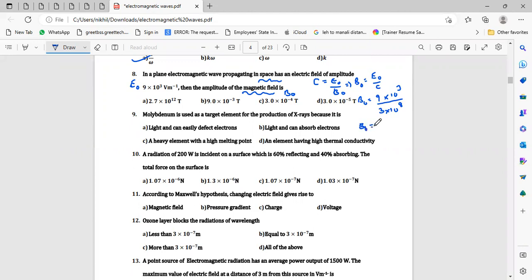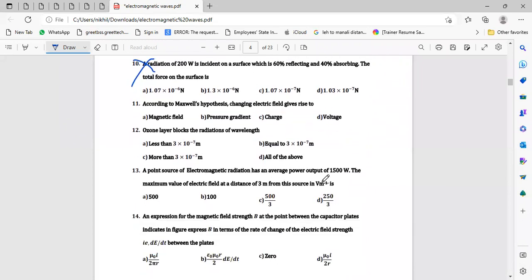What is 9 divided by 3? 9 divided by 3 is 3 into 10 power. When 8 goes to the numerator, it becomes minus 8. 3 minus 8 will be minus 5. So what is the magnetic field B naught? 3 into 10 power minus 5. So option D is the right answer. Clear? This is not there in the NCERT, they have removed it.